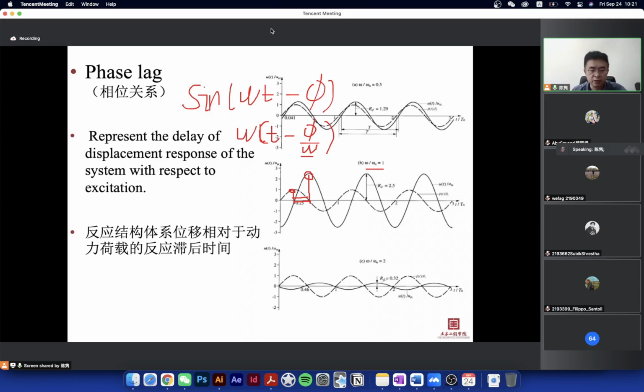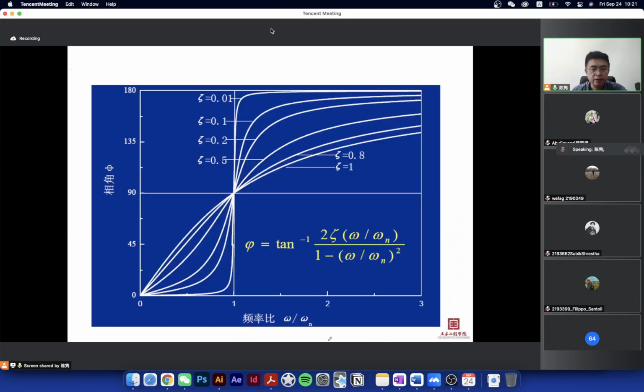I explained this in English and Chinese. I understand some students from last class can speak very fluent Chinese. So I wrote this. This is a very important idea: phase lag.